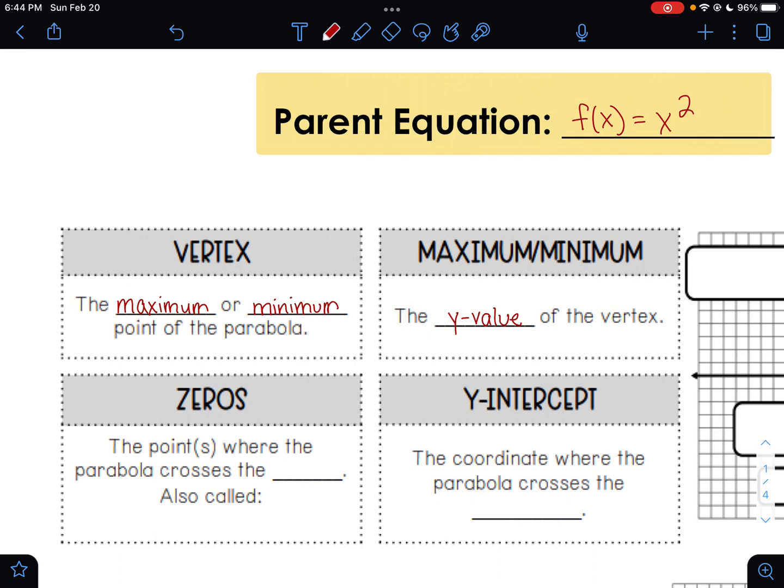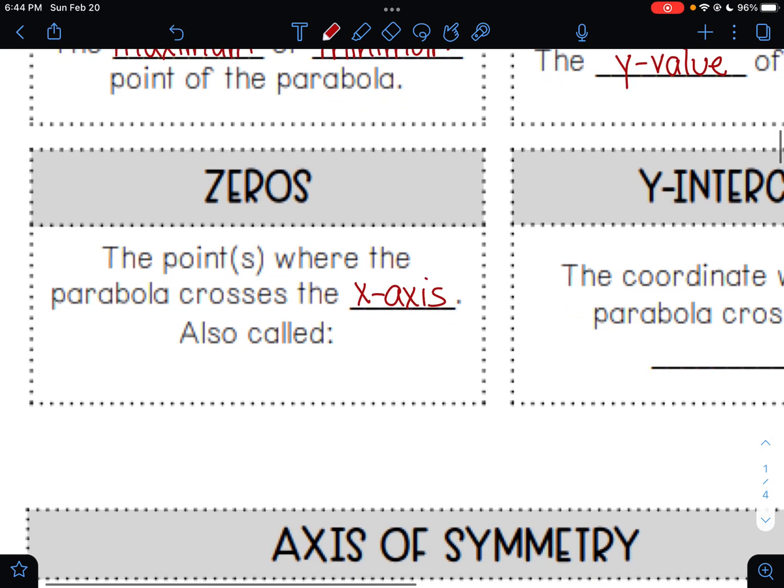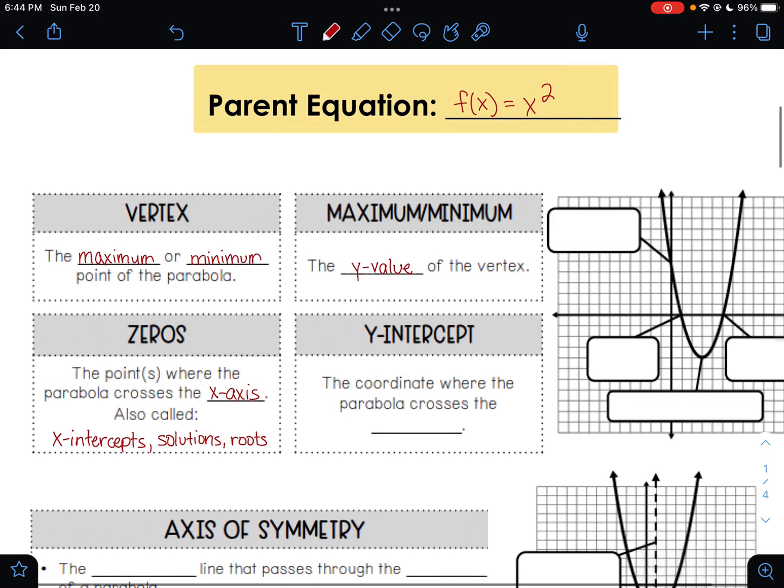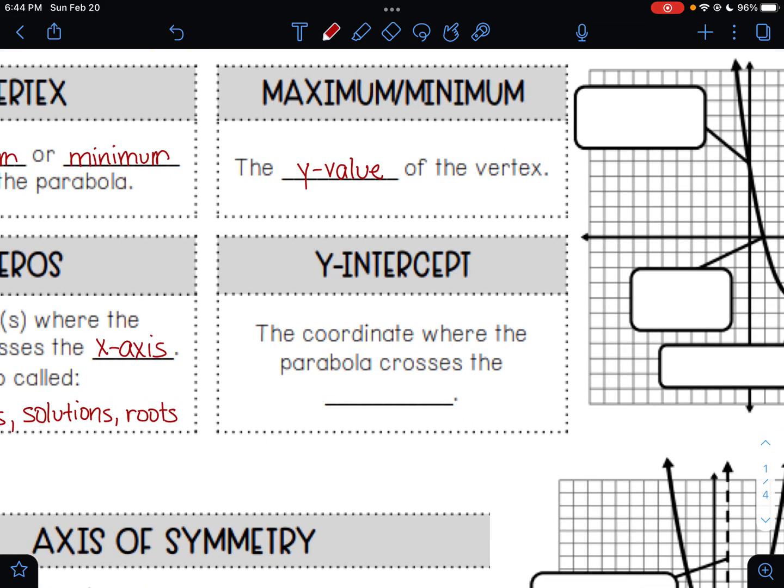The point where the parabola crosses the x-axis is known as a zero. And remember, we have some other words that represent zeros. We have x-intercepts. We have solutions. And then the next word you won't see as much in Algebra 1, but it will pop up when you go to Algebra 2, which is roots. Then the y-intercept is the coordinate where the parabola crosses the y-axis.